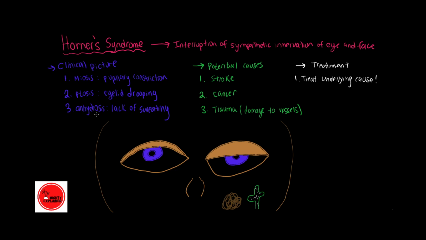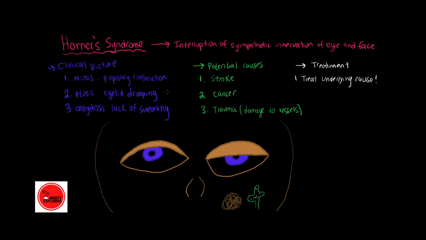So the first symptom that you're going to see would be miosis, which is pupillary constriction. And this takes place because once you knock out the sympathetics of the face, you have unopposed parasympathetics, and the parasympathetics innervate the sphincter pupillae muscle of the eye, which leaves you with a constantly constricted pupil.